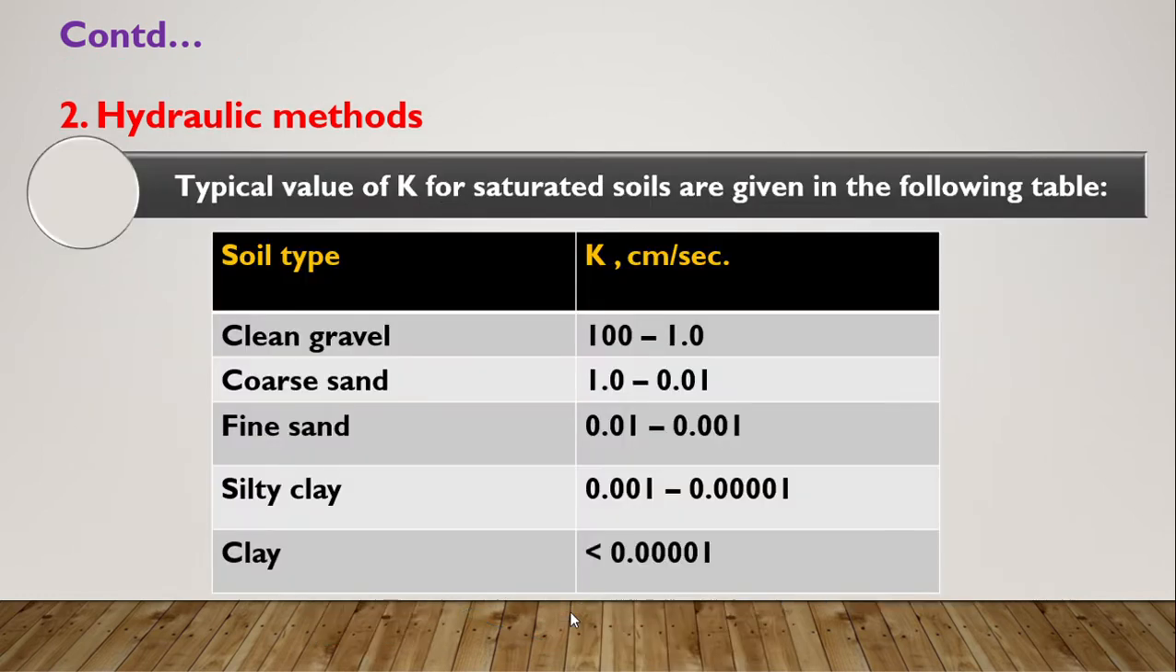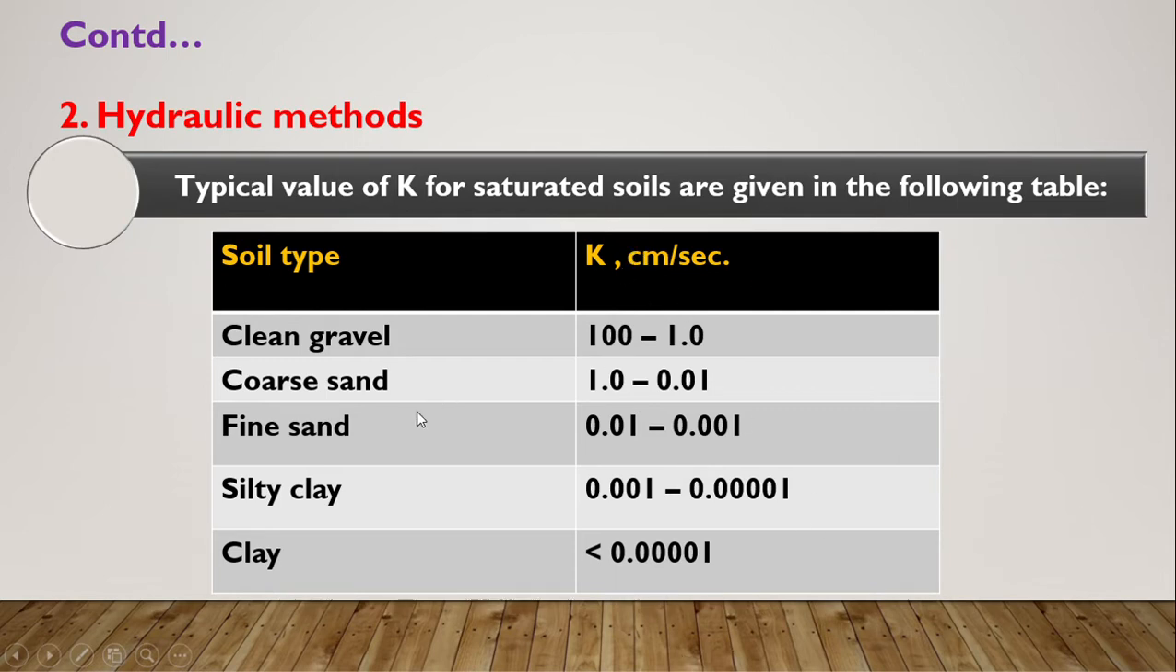So this slide shows the normal values of K for saturated soil. Hydraulic conductivity values for saturated soil. Generally we can say that between 100 and 1 it will be clean gravel. Between 1 and 0.01 centimeter per second is the next range. The unit of K is centimeter per second, centimeter per day or meter per day. It will be length per time unit.